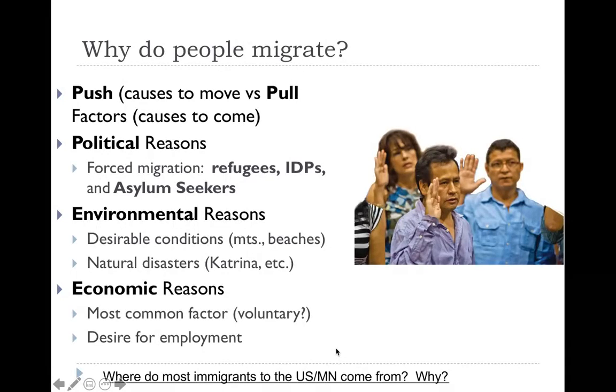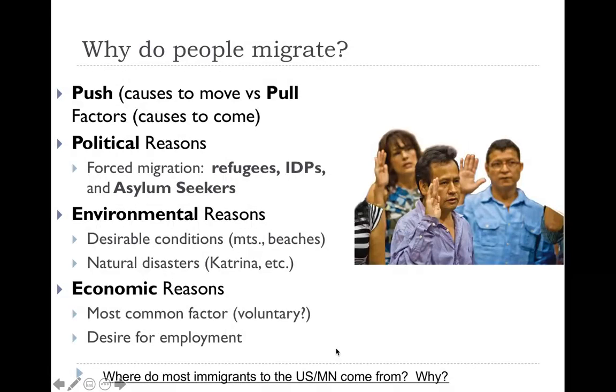The first is political. We look at the idea of some forced migrations, refugees, internally displaced persons, or people seeking asylum from their country because of some kind of political disagreement or governmental disagreement or persecution from the government.